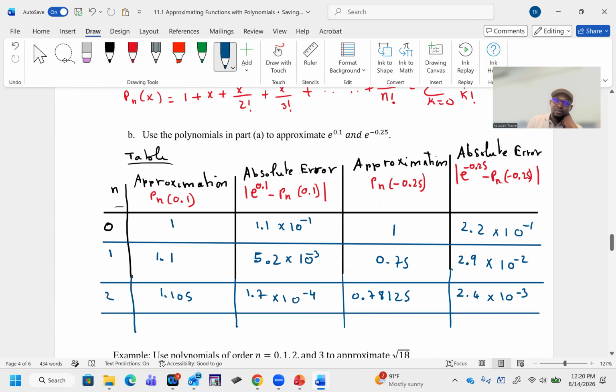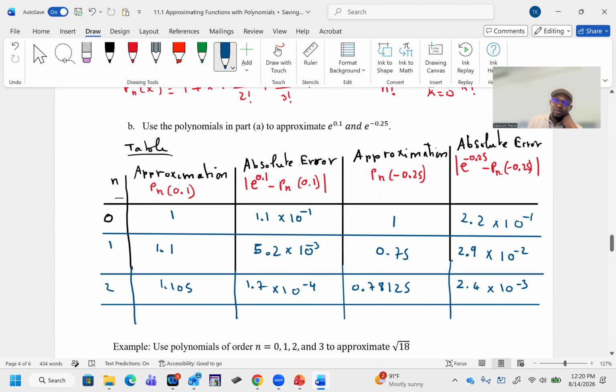And then finally, when n is 3, we get 1.105167, and the error is 4.3 times 10 to the power of negative 6. And this is 0.778646. The error is 1.5 times 10 to the power of negative 4. And that's it.